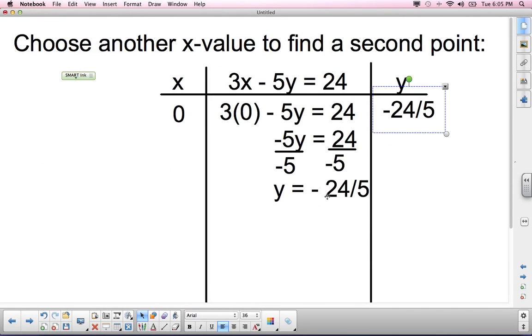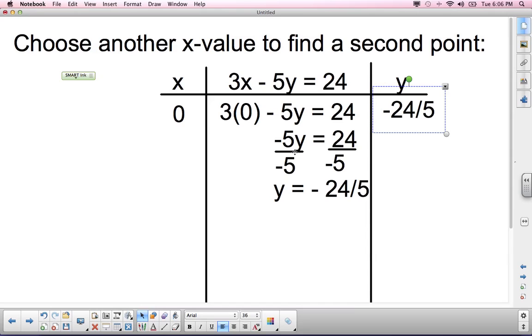The next point that we're going to work with is that I selected x is 0. In this case, this does not turn out to be a very nice set of numbers at all, and that will happen. This is why it's not my favorite way of doing it. But I put the 0 in for the x. You can see here, 3 times 0 is 0, so nothing comes down. The -5y comes down, the equals 24 comes down.